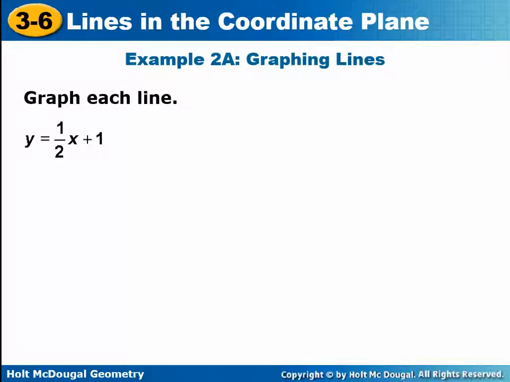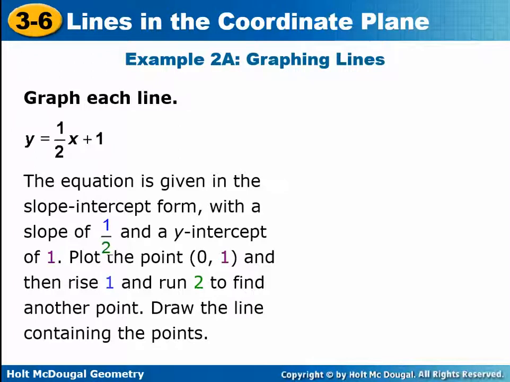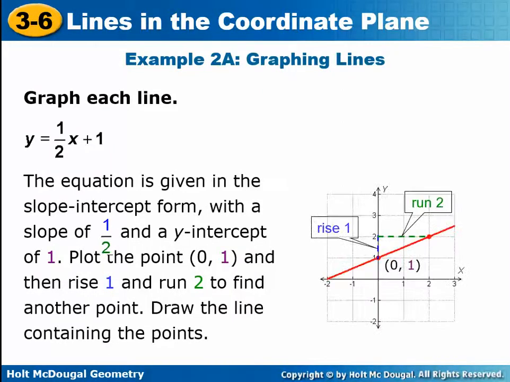Okay, then there's also some graphing of lines in this section. This is written in slope-intercept form already, where the slope is 1/2, 1 over 2, rise is 1, run is 2, and the y-intercept is 1. So the first thing that you do is you put the y-intercept on the graph. So you go up 1 and it goes through the y-axis right there, so you put a point there.